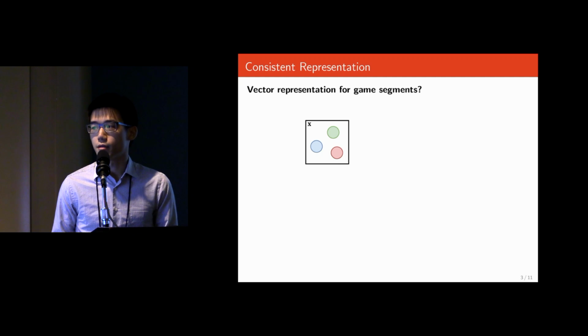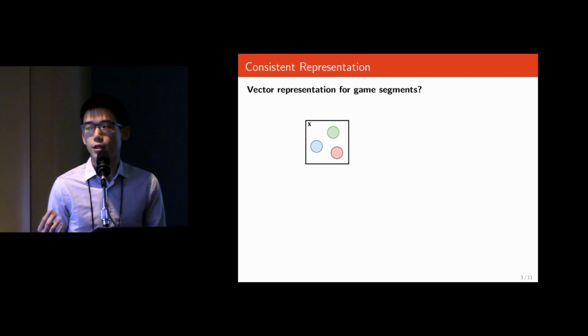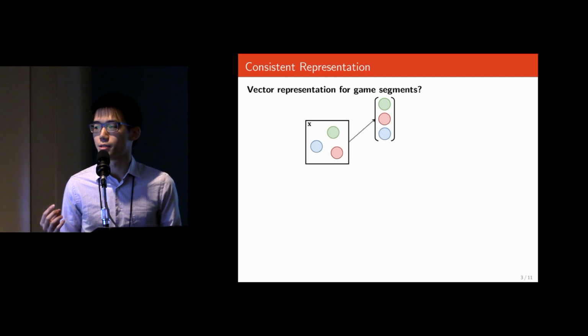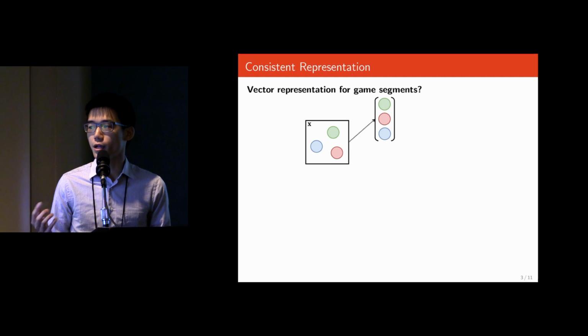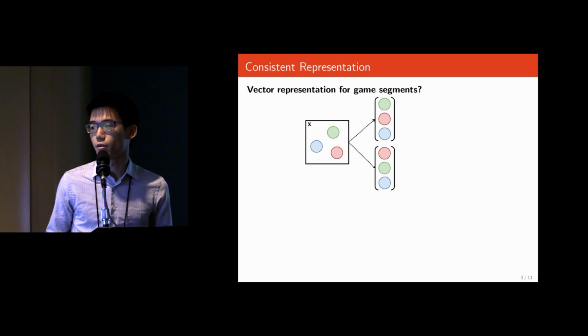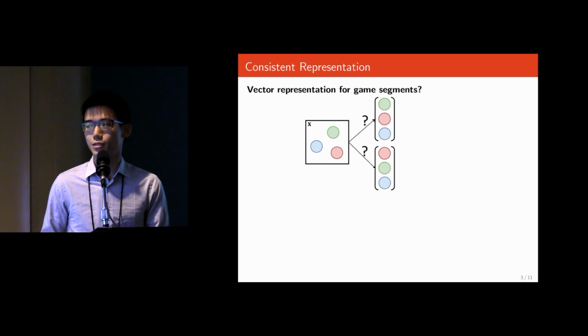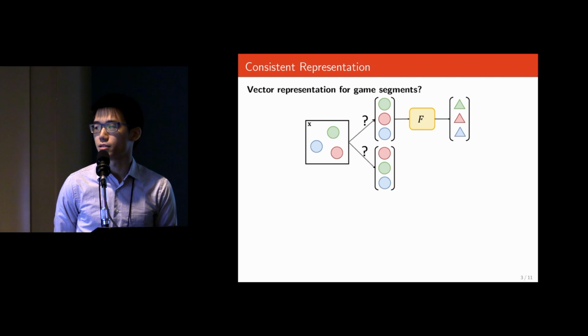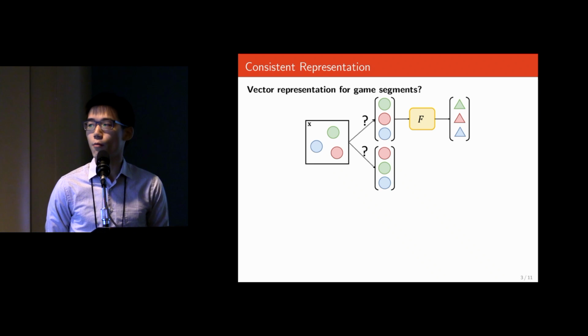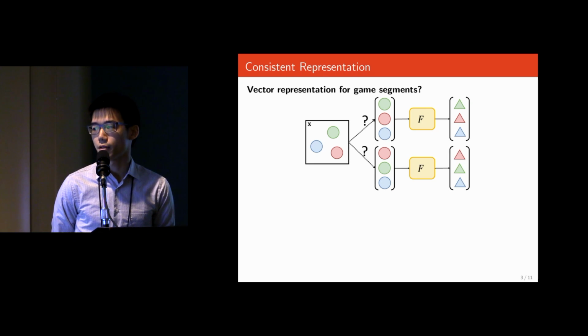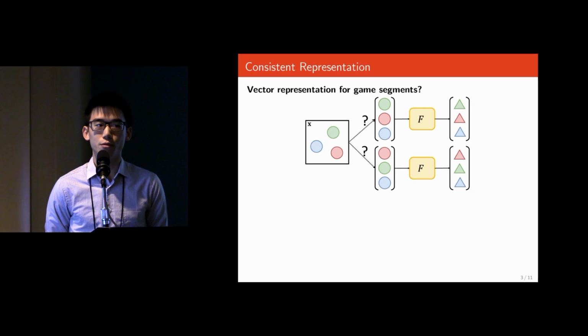To model P theta of X, we'll need a vector representation. Consider an example with 3 agents: red, green, and blue. We can stack the representation of these agents into vectors in either of the following orders. Which one should we use? Let's say we pass the first vector through a deep net and get the output of a green, red, blue triangle. One would naturally expect the second vector to get the output of a red, green, blue triangle, as both vector representations are the same underlying game segment.